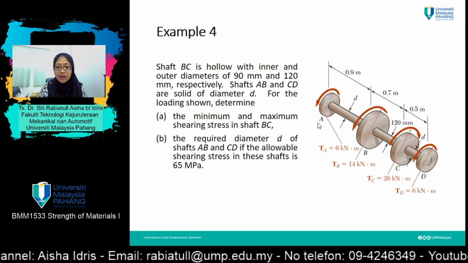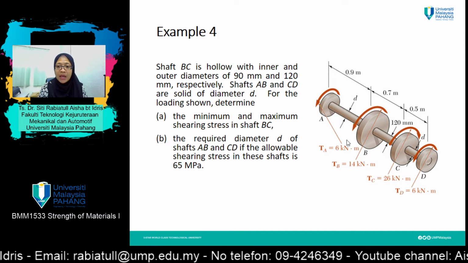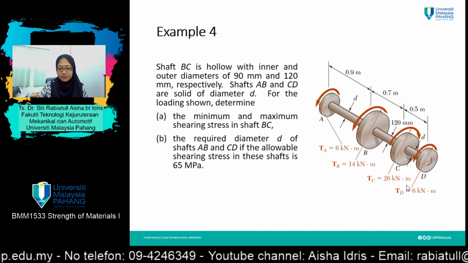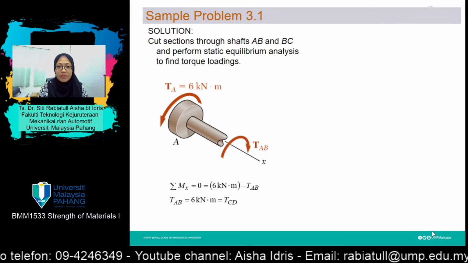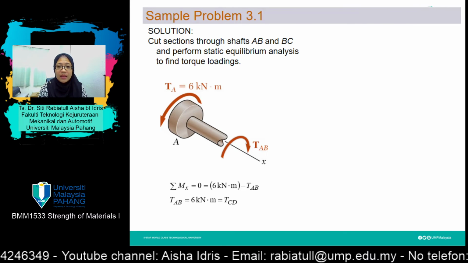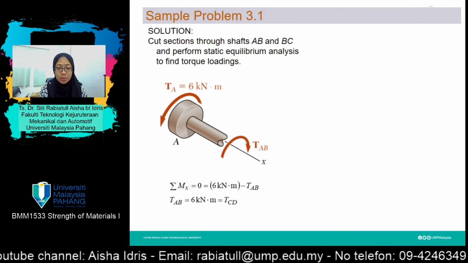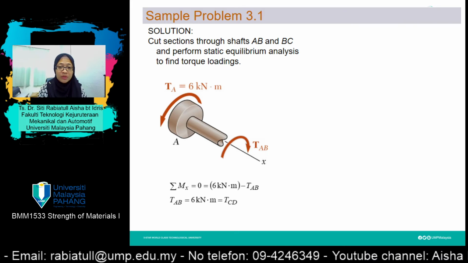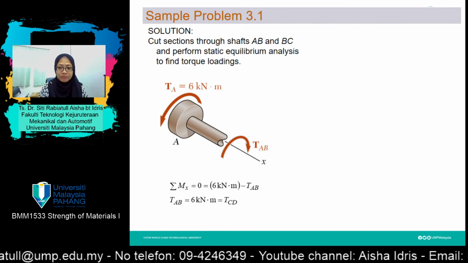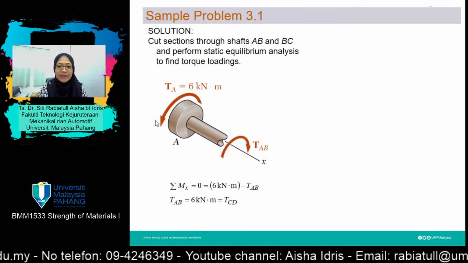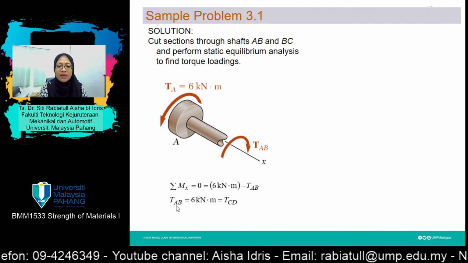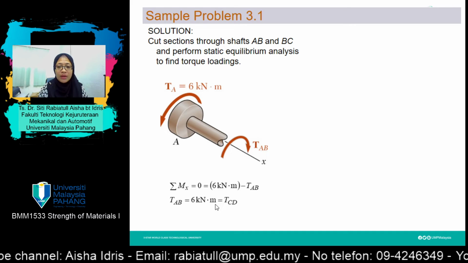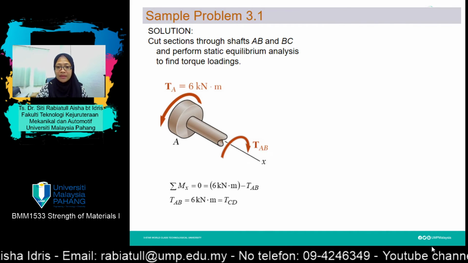Okay, so please be aware that for this diagram, AB and CD shafts are solid, whereas BC here is hollow. So cut sections through AB and BC and then perform static equilibrium analysis to find the torque loading, or in other words, you need to draw a free body diagram in order to find the reaction torque acting on the AB section. So by taking moment in the x-axis, you'll get the torsion at section AB equal to 6 kilonewton meter.